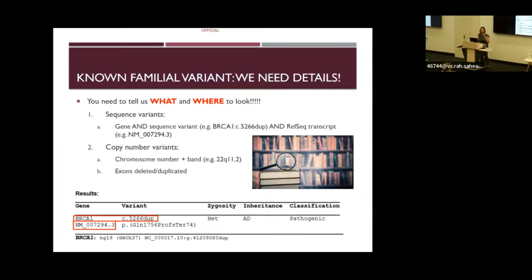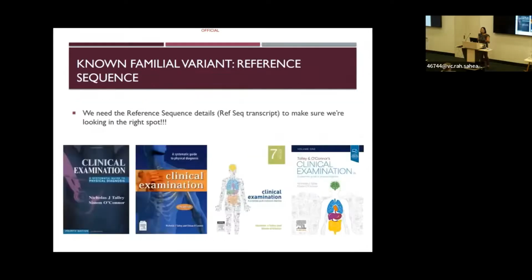So here, chromosome 22 on the Q arm, band 11.2. With exons, we need to know which ones were deleted or duplicated. And that's just a little snapshot of one of our reports. Down the bottom, I've highlighted the information that we need to do known familial variant testing. So the reference sequence is kind of like the edition of the gene. We need to know that gene edition to know we're looking in the right spot.